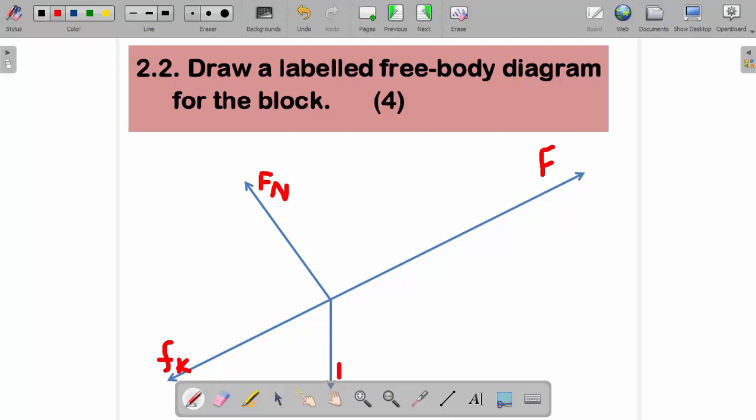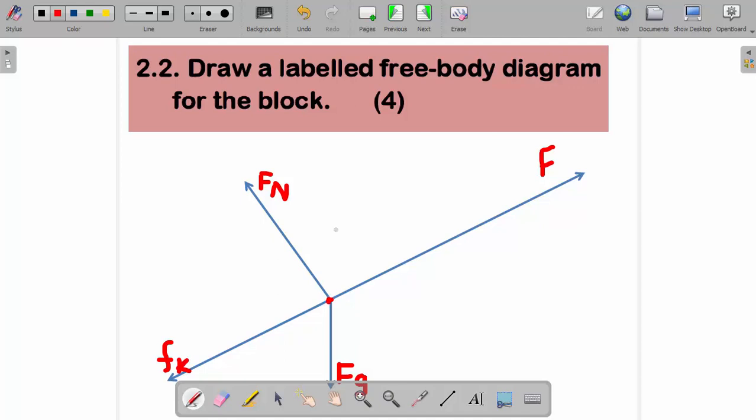So let me put here Fg, meaning the force of gravity. After that, this is a dot in here, because they wanted a free body diagram.